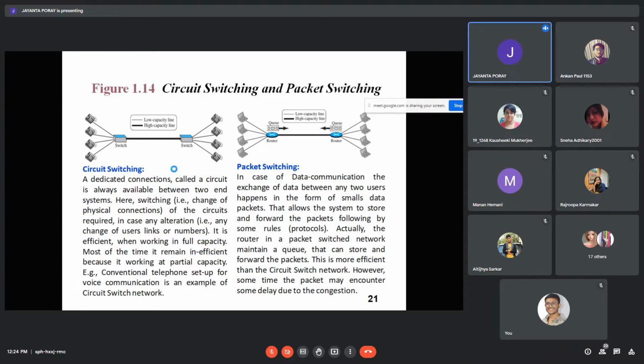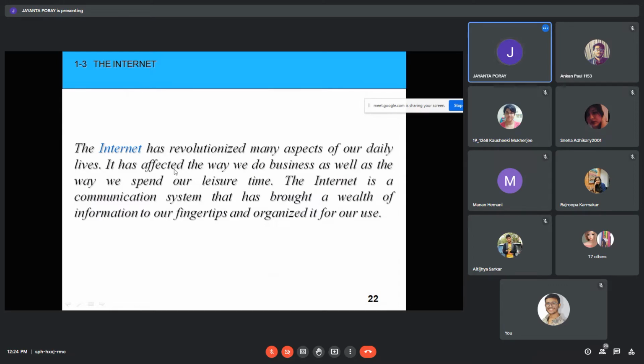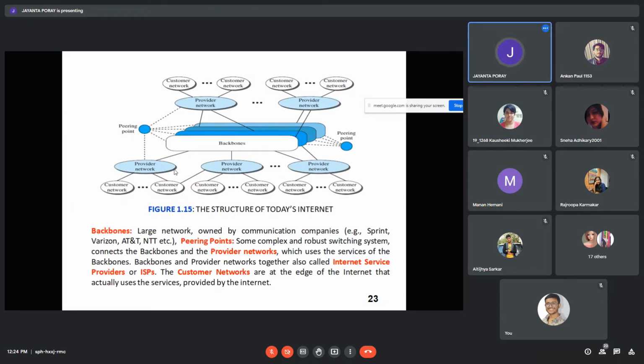Okay, so then there are revolutions of the internet. I'm also not going into these. Only the things that maybe need to be known by all students. What is the structure of today's internet?